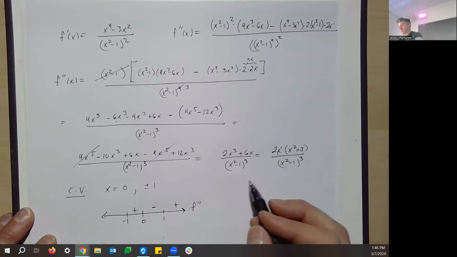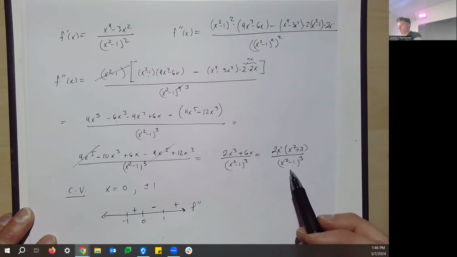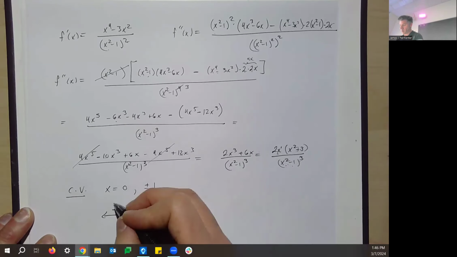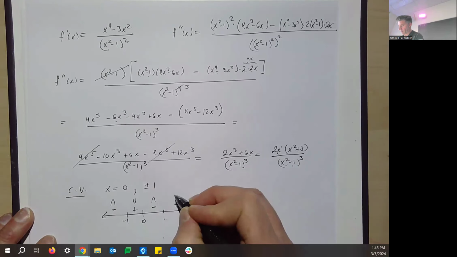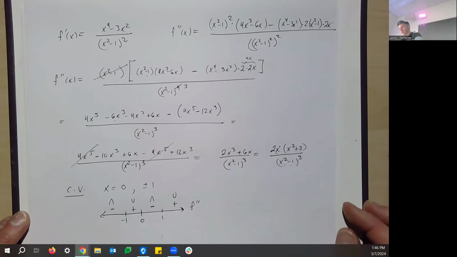And finally, over on the other side here, we're going to have negative 3. So negative, negative, positive. So our function is concave down, concave up, concave down, concave up. All right, I'm going to try and trick you right now. Show me on your fingers, how many inflection points do I have?